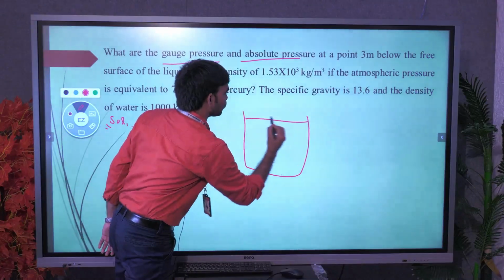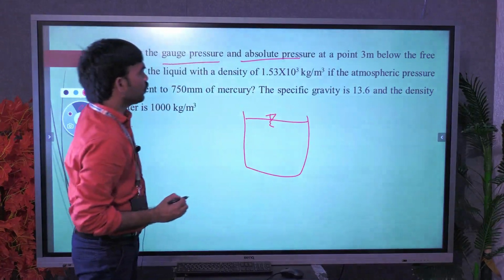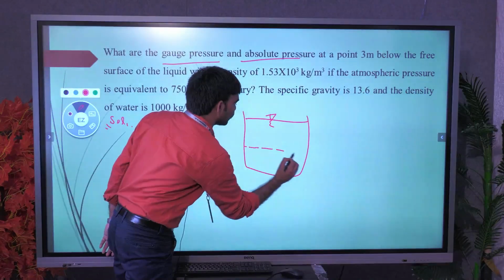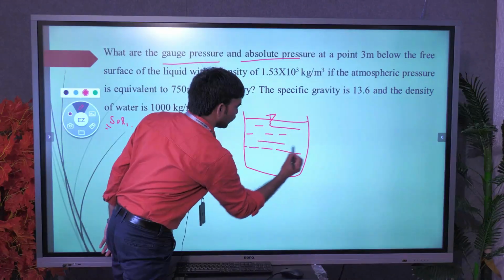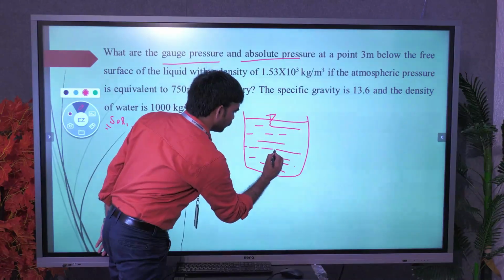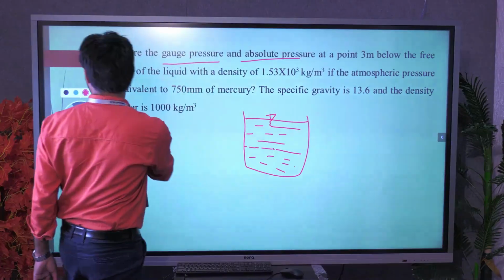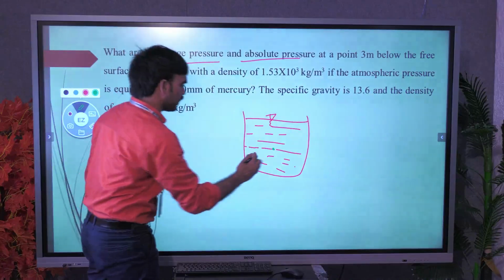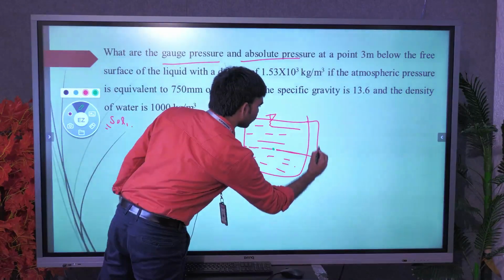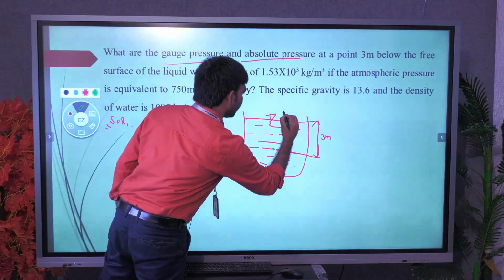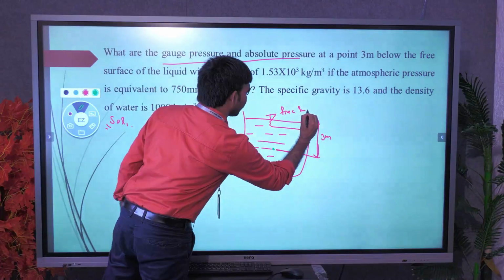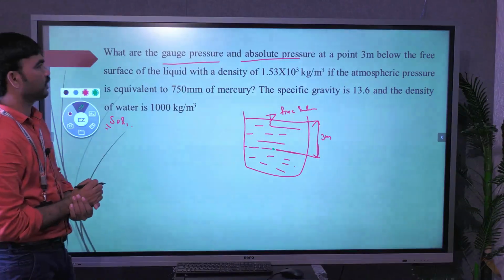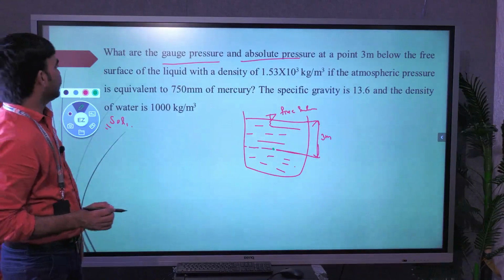there is a container. So he asks you to find out at a point 3 meter below the free surface of the liquid, okay, which is filled with liquid. So you have to find out the pressure at this point, which is 3 meters below the free surface of the liquid. Okay. Next, density. What data is given?